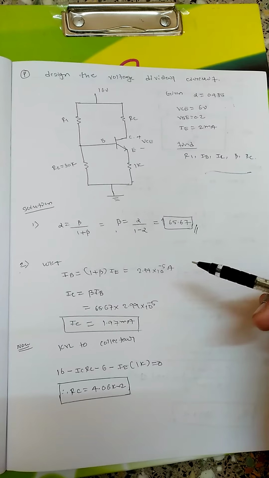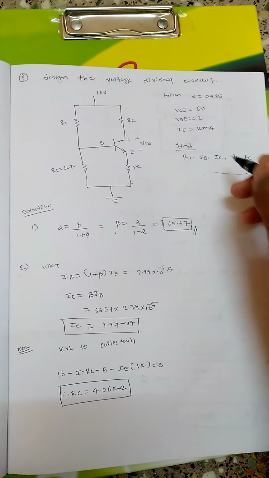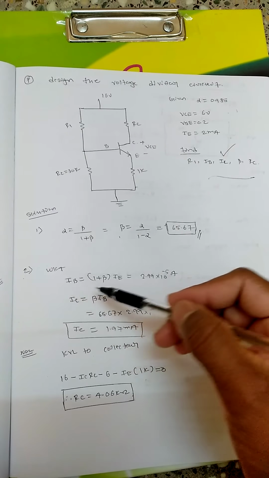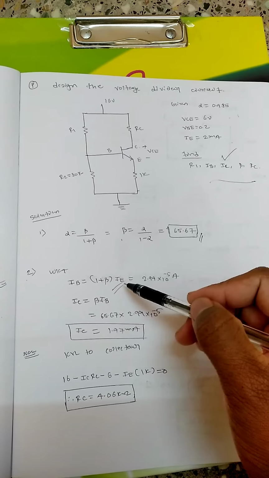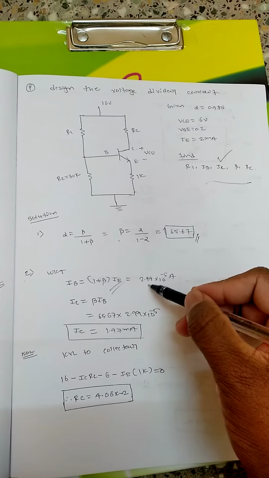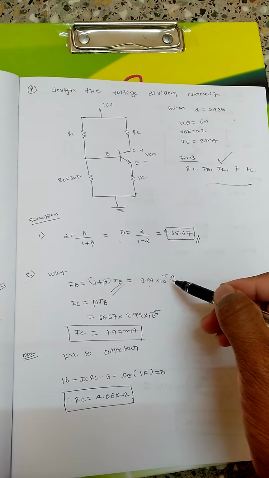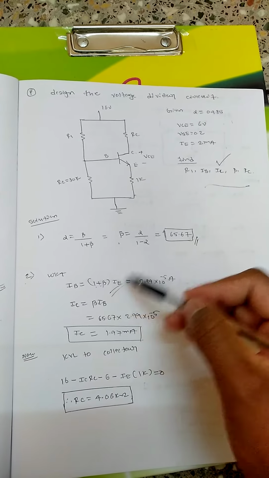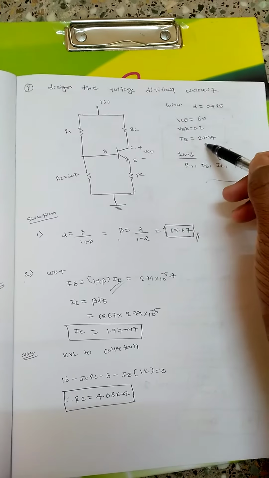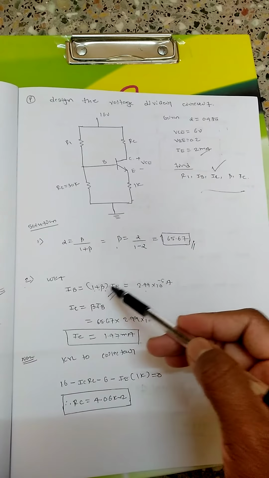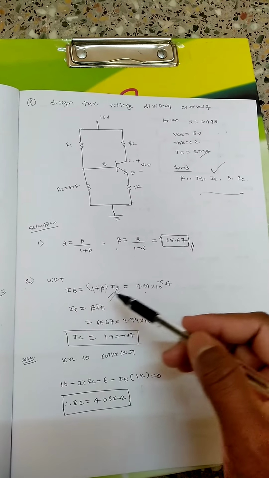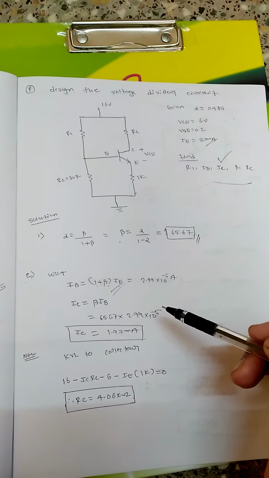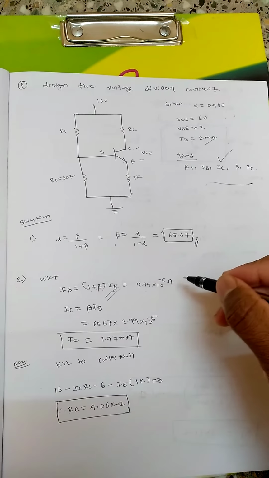Next, I need to find out the currents. I will first find out the base current. IB equal to IE divided by 1 plus beta, this relation I know. So 1 plus 65.67 into the IE value, they have already given here as 2 milliamps. Substitute for beta and IE in the IB equation, then we will be getting base current equal to 2.99 into 10 to the power minus 5 amps. So this is the base current which will be flowing in this circuit.